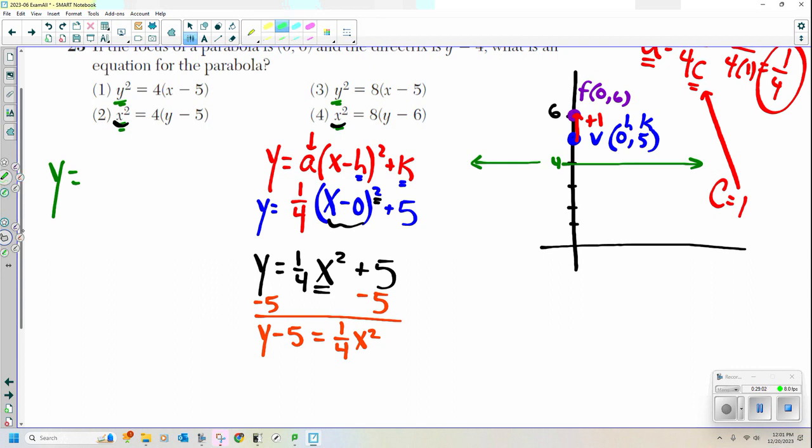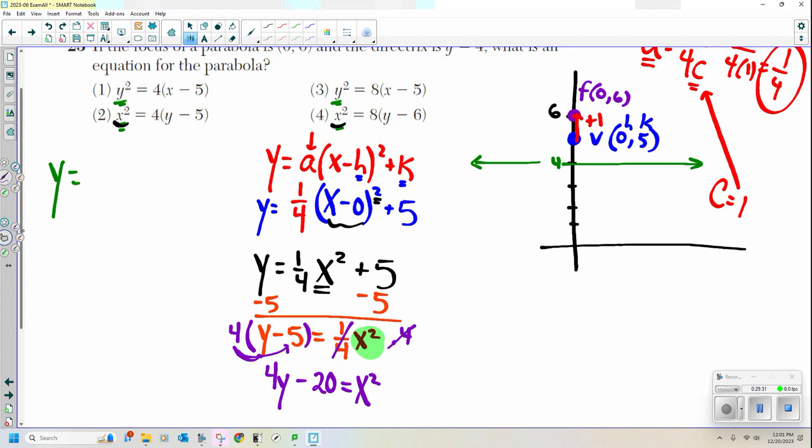Now, if I want to get the x squared alone, I've got to get rid of the 1/4. 1/4 is like dividing by 4, so I'm just going to multiply by 4. This will cancel with this, and I have x squared. What I do to one side, I have to do to the whole other side. 4 times y is 4y, minus 4 times 5 is 20. X squared is 4y minus 20.